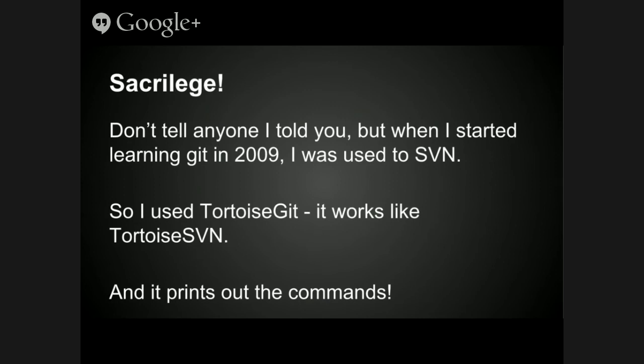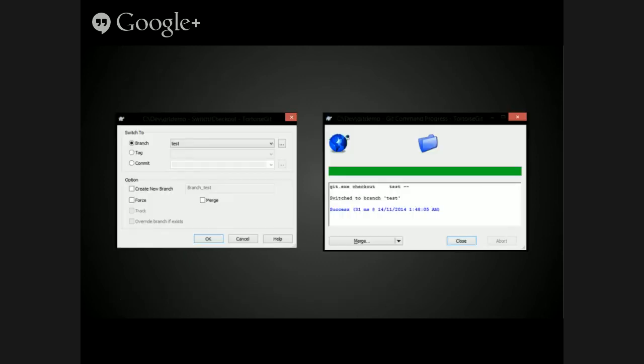The cool thing about it is it prints out the Git commands it executes when you use it, and that's really, really important. So there's a picture here. If I switch to the branch test, and you look at the window that it generates, it says git.exe checkout test. And that's exactly the command that you would use to perform that operation.